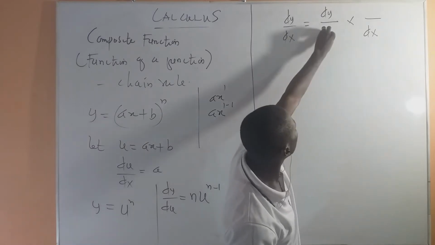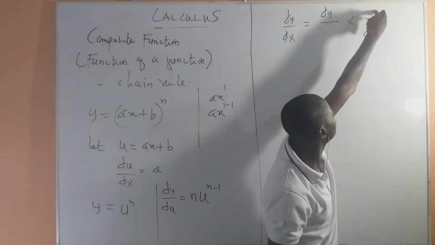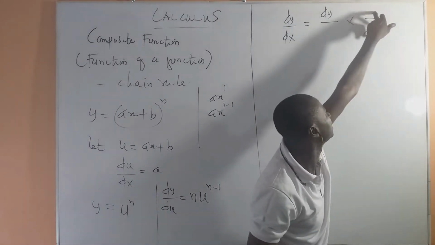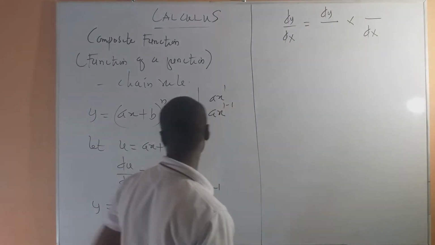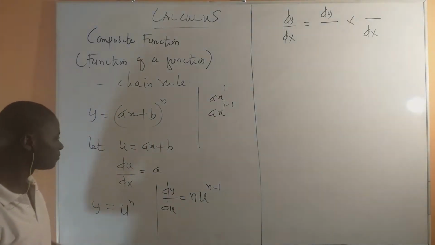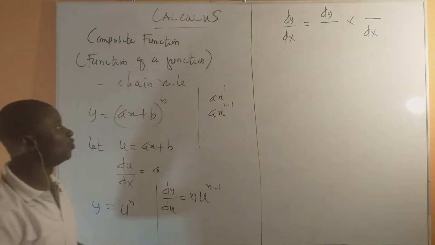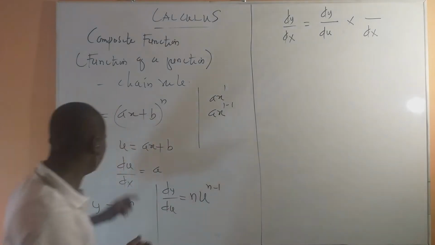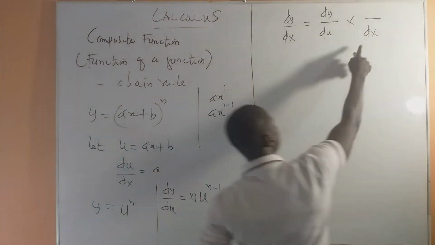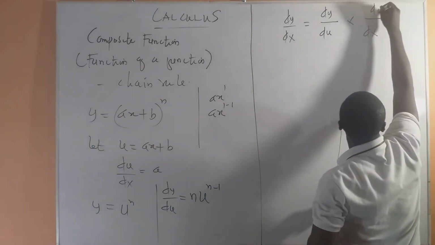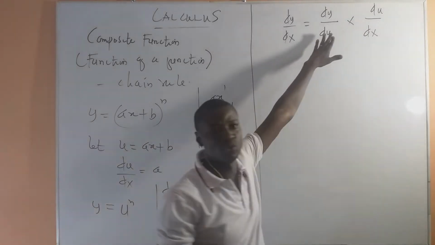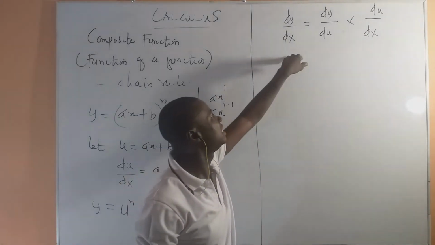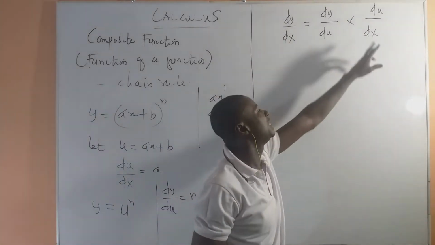So what do we have here? That we can have the same thing here in such a way that when this one cancels this, we are back to this. So here we have dy/du already, so this is du. Then we also have du/dx. So if dx is here, then what is supposed to be here is du. This is what we call the chain rule, that's all. So dy/dx is equal to dy/du times du/dx.